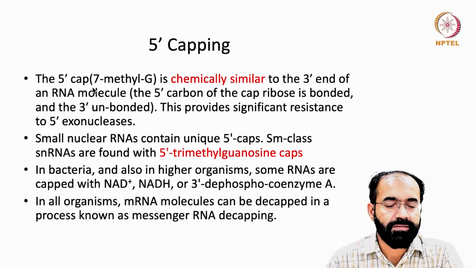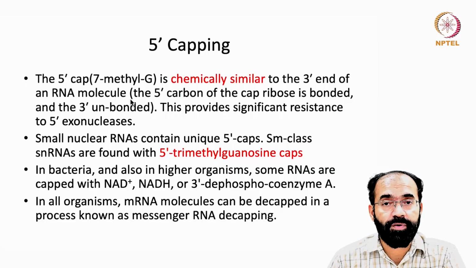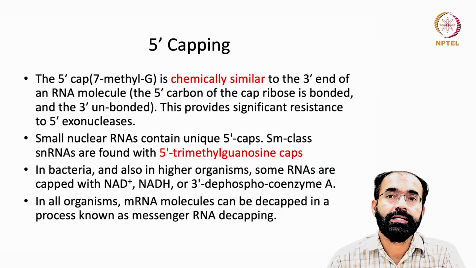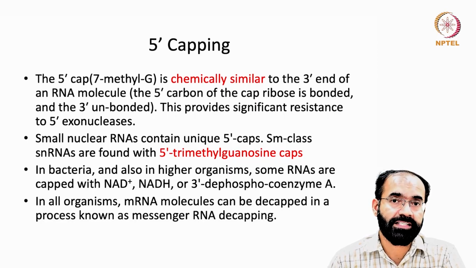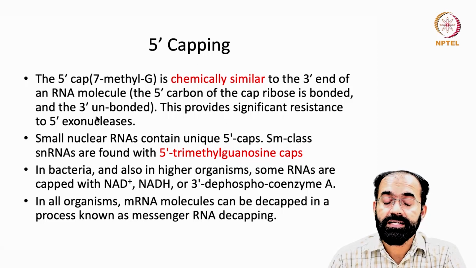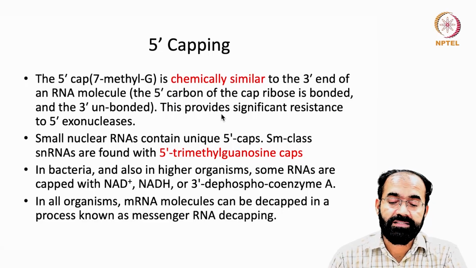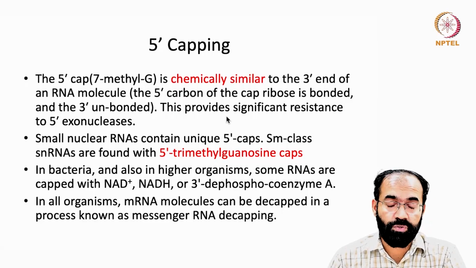So the 5' cap, which is nothing but 7-methyl G, is chemically similar to the 3' end of an RNA molecule. Like I told you, this nucleotide's 5' is now bound with the 5' of the RNA. So instead of a head to tail fashion, you have a head to head fashion, so that the tail is exposed. And the 5' carbon of the ribose that is bonded with the 3' remains unbonded. This provides significant resistance to exonucleases.